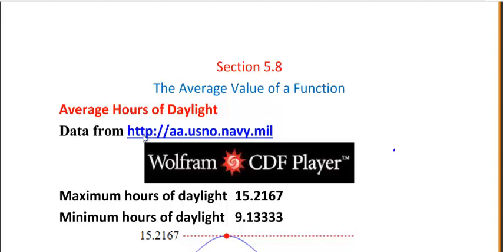estimate this value. The data I've gotten is from this website here. It's a United States Navy website, and for this area, I believe this was for Palatine, it gives the hours of daylight. I'm sorry, it's storming out today while I'm recording this, but it gives the number of hours of daylight for each day. Let me show you the data.